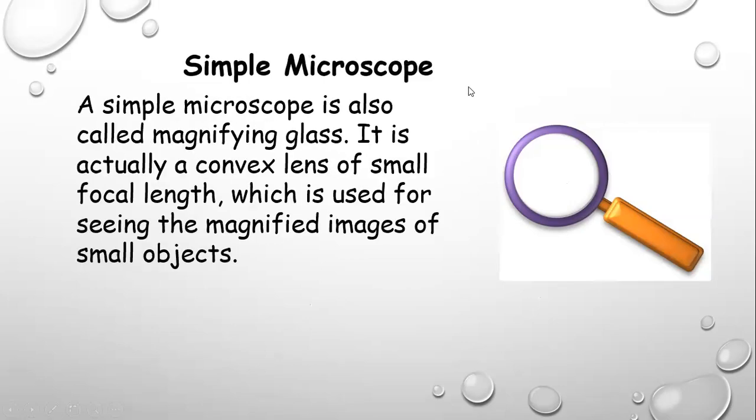Today we are going to discuss the simple microscope, and you see that a simple microscope is a simple magnifying glass, that is a double convex lens. That is called your simple microscope. We are able to see that it is also a magnifying glass. It is actually a convex lens of small focal length which is used for seeing the magnified image of small objects.